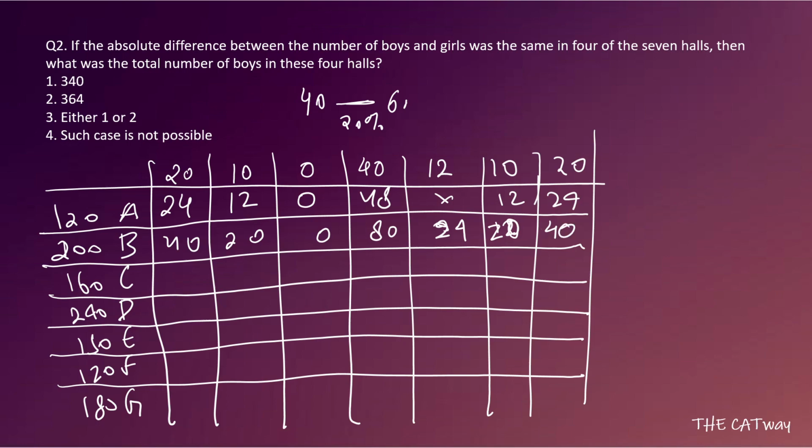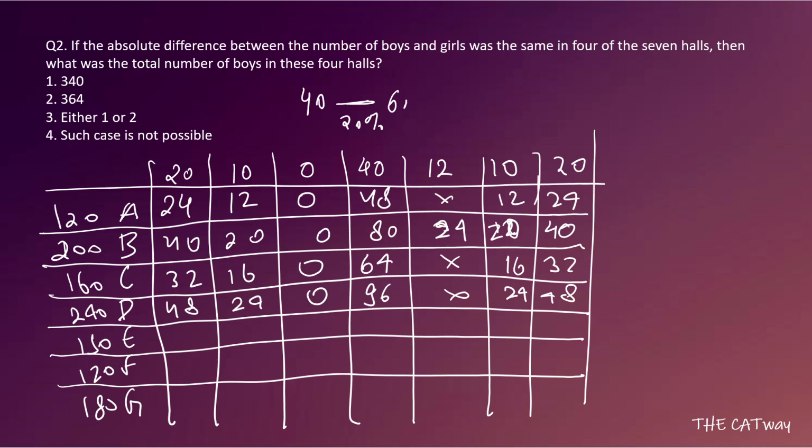Coming to 160, we have 32, we have 16. So here also it will be 16, here it will be 32, here it will be 0, 12 is not possible, 40 would be 64. Coming to 240, we have 20% is 48, 10% is 24, here also 24, here also 48, take it as 0, and 40% is 96.